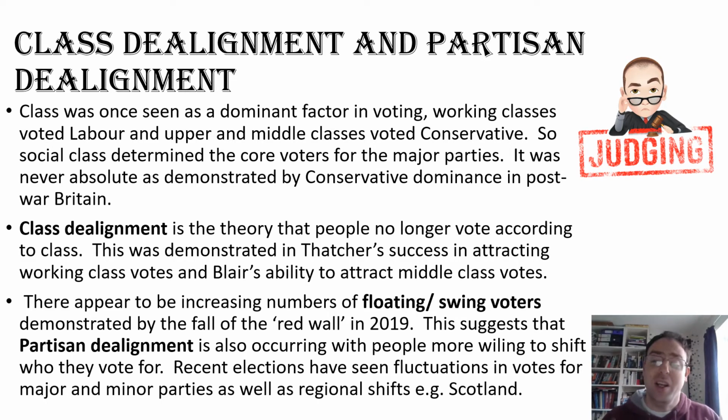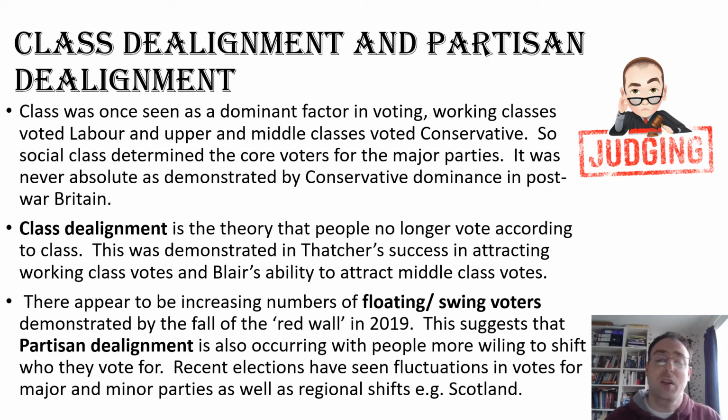Class de-alignment as a theory suggests that the idea of class being a dominant factor in voting behaviour in the UK is just over. It's just not important anymore. There is an increasing number of what are known as floating or swing voters, and this is demonstrated by the fall of the Red Wall, which people looking at this are very excited about, where you've got people who have never voted Conservative before doing it for the first time. You've got constituencies that have been Labour for 80 or more years that are suddenly Conservative.